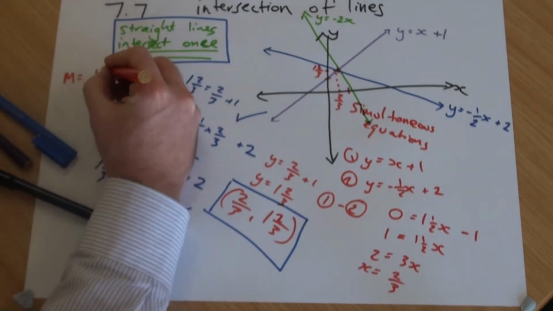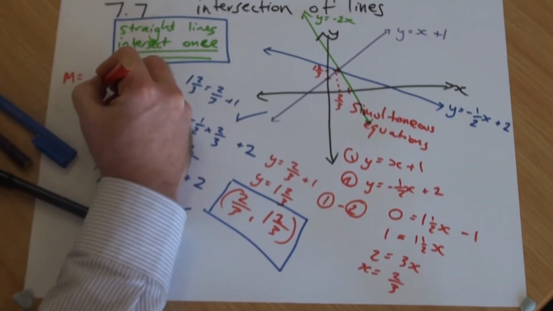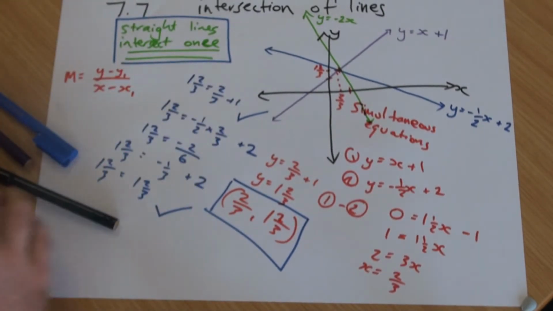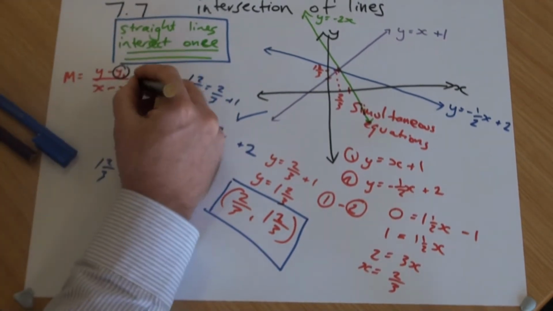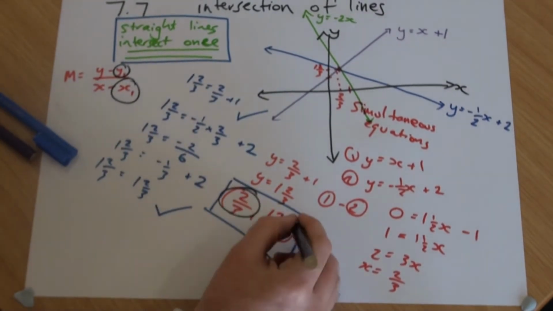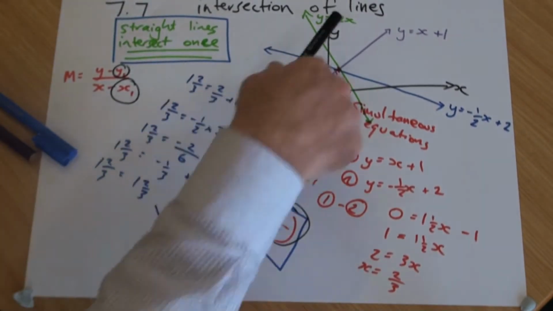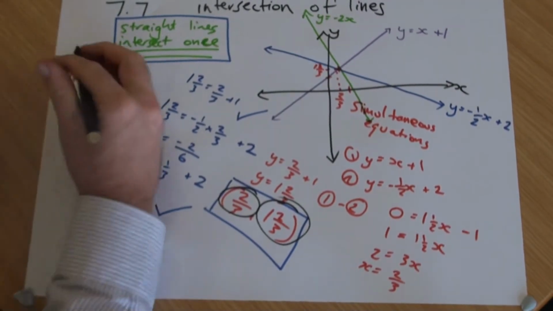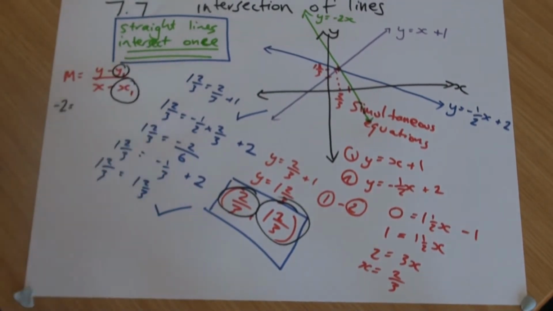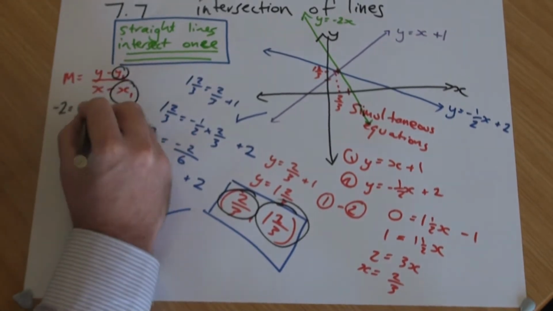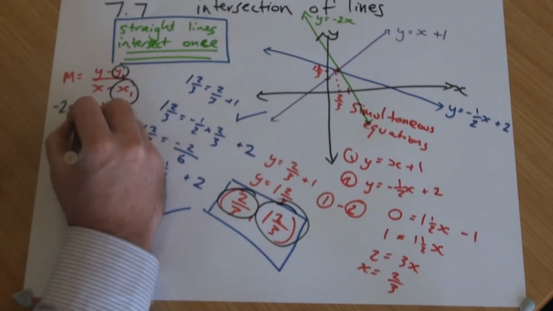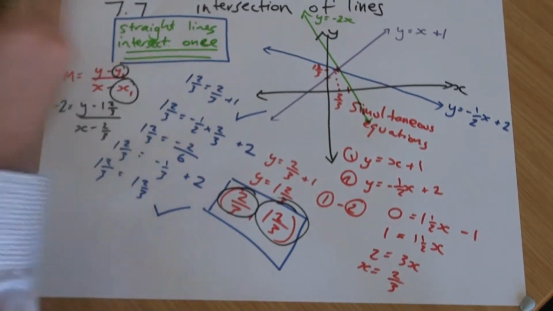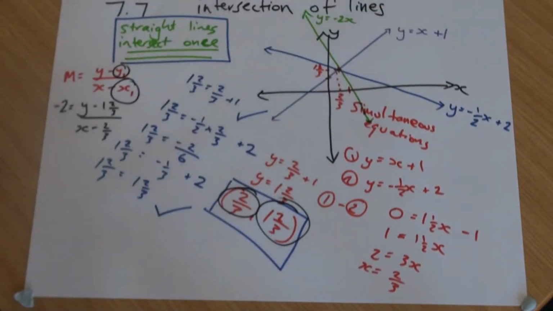m equals y minus y1 over x minus x1. Now I know that my point y1 and my point x1 are going to have to be this point over here, because it's going to have to satisfy that point. And I've already written that it's minus 2x, so it's going to have to satisfy a gradient of negative 2. So let's say negative 2 equals y minus 1 2/3 over x minus 2/3. Okay, and then I'll be able to solve that and find out what the equation of this line is.